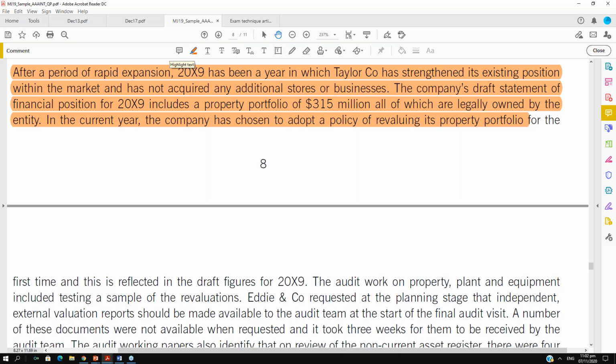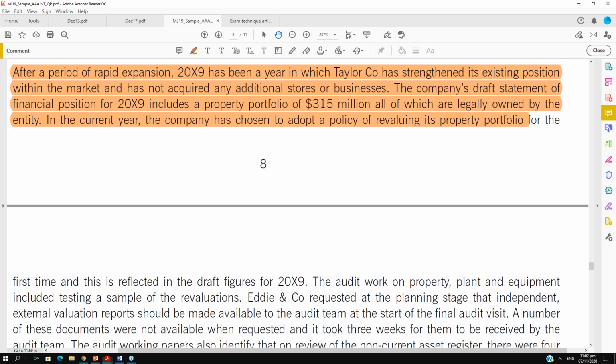Okay, so I hope you have read that the company's draft financial statements include a property portfolio of $315 million, all of which is legally owned. In the current year, the company has chosen to adopt a policy of revaluing its property portfolio for the first time, and this is reflected in the draft financial position, right? The audit work on the property, plant, and equipment includes testing a sample of revaluations, right? So your audit work includes a sample.